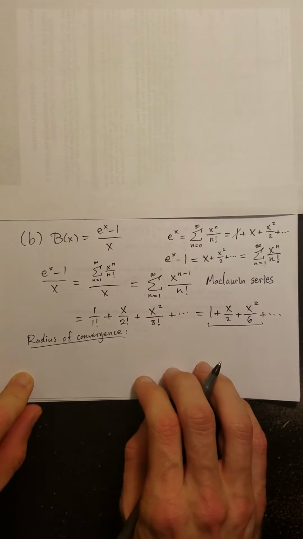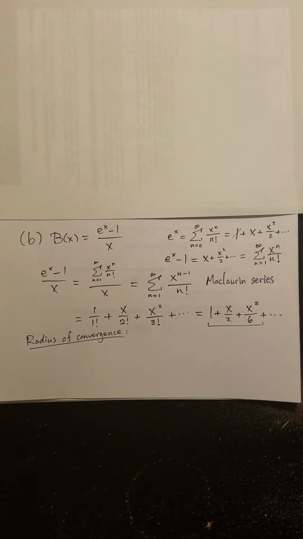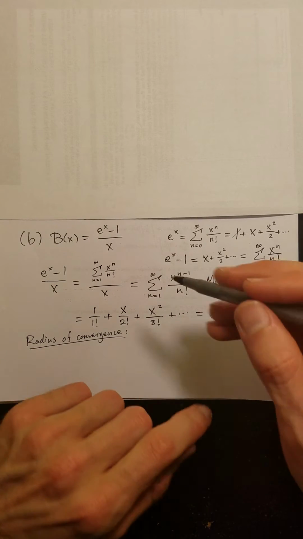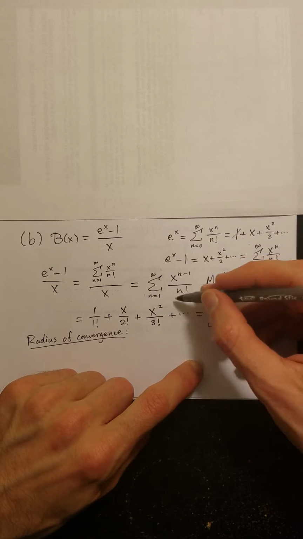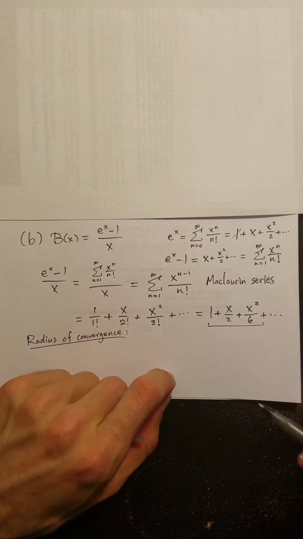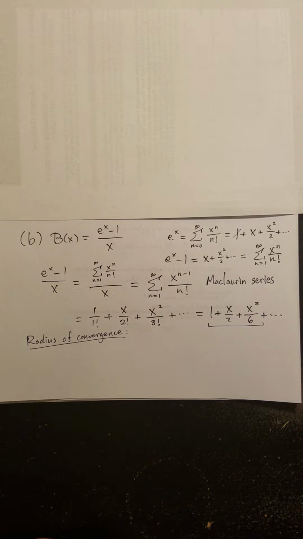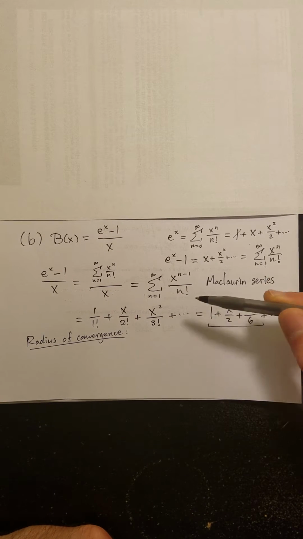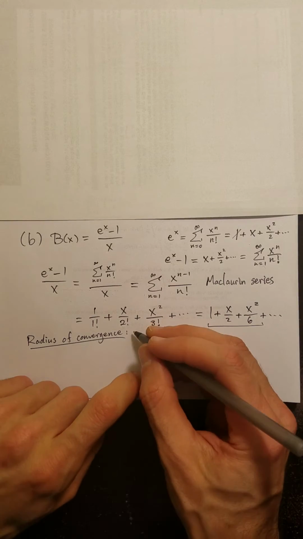Okay, so to do the radius of convergence, we want to do the ratio test. That's the way we're going to prove it. But essentially, if you think about it, this is so closely related to the function e to the power x, you're going to expect the radius of convergence to be plus infinity, but that's exactly what we're going to show by doing the ratio test.